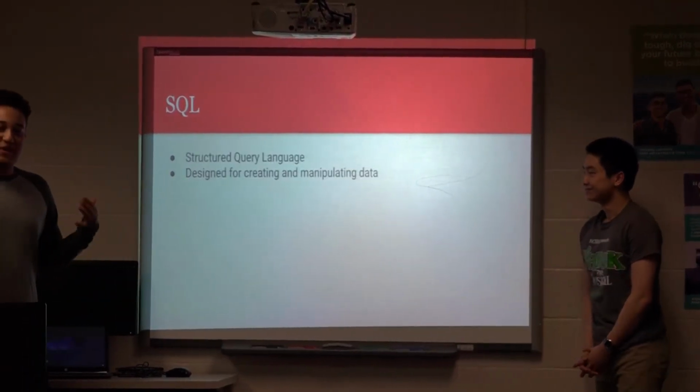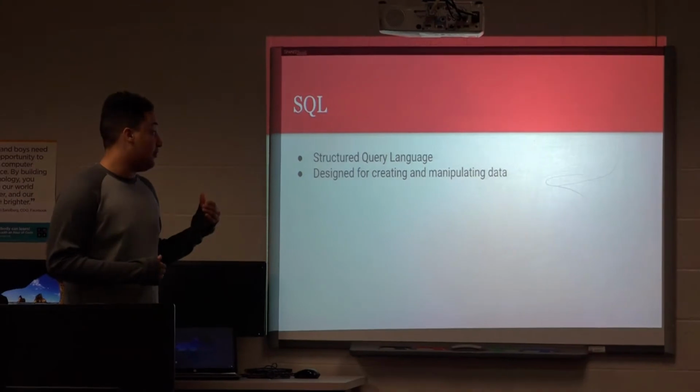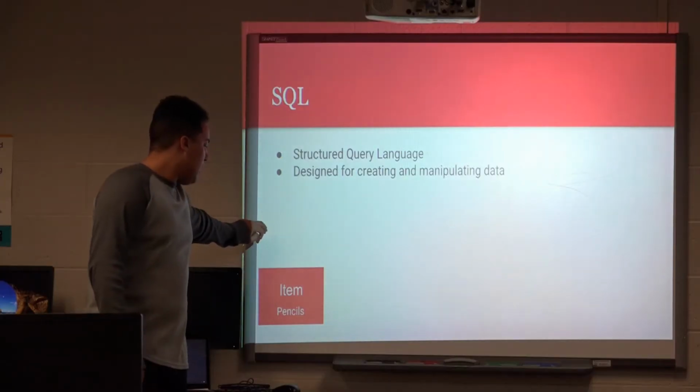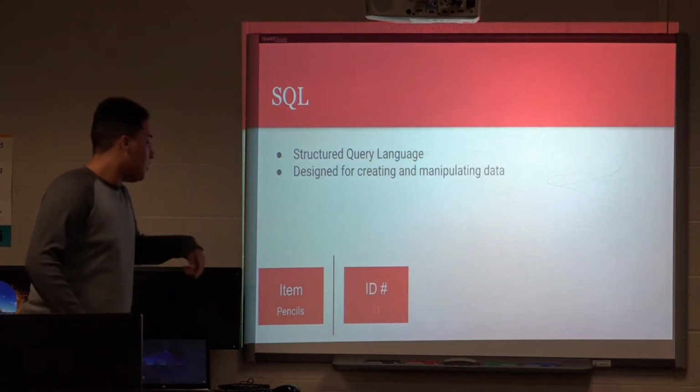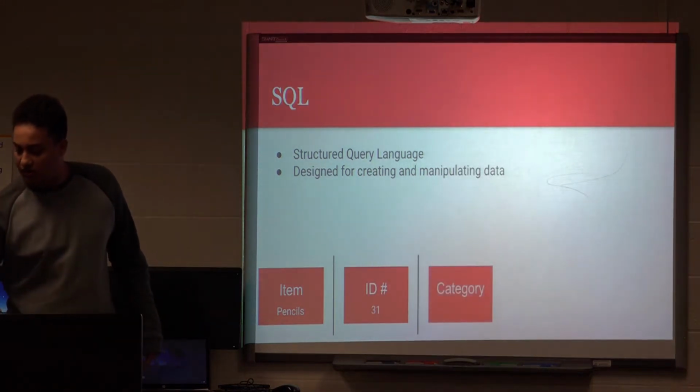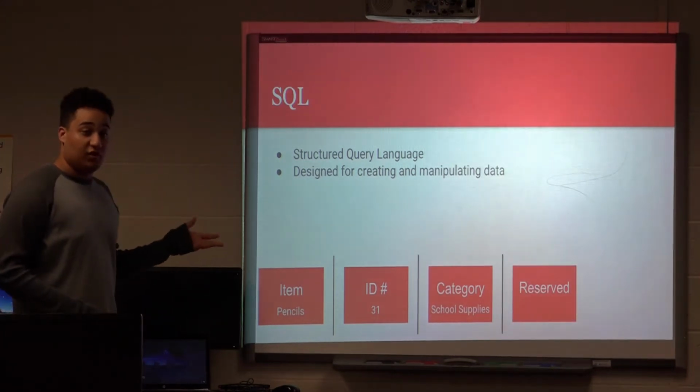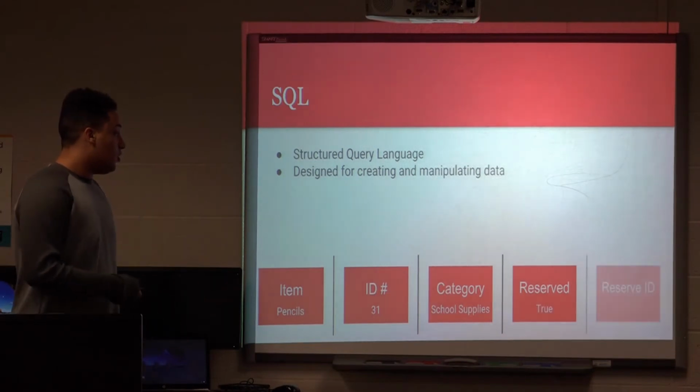Okay, so to make this database, we use the language SQL, or structured query language. SQL allows us to manipulate and create data for our IRNA project, and it was very helpful for us as all of our items had 5 columns. These 5 columns were item, ID, categories, and if it is reserved or not, and then also who reserved it.